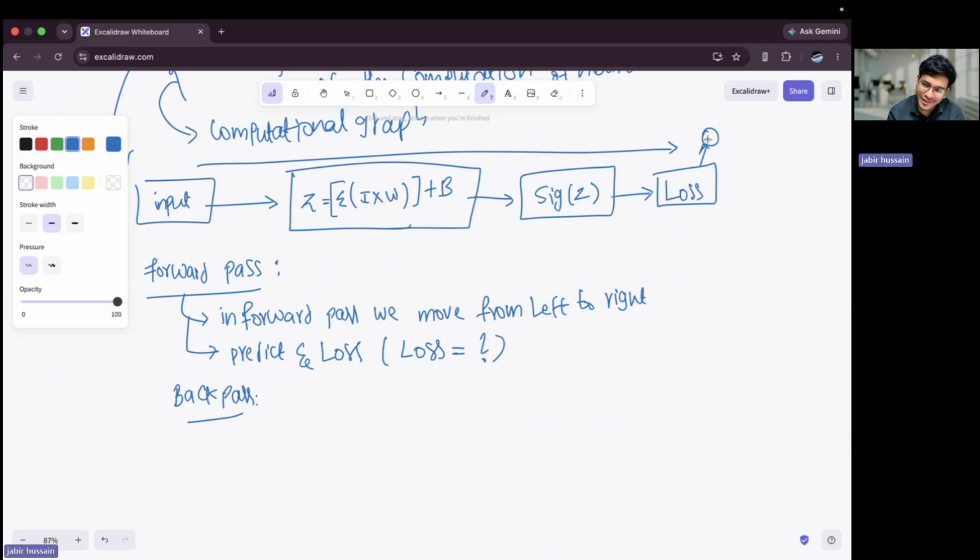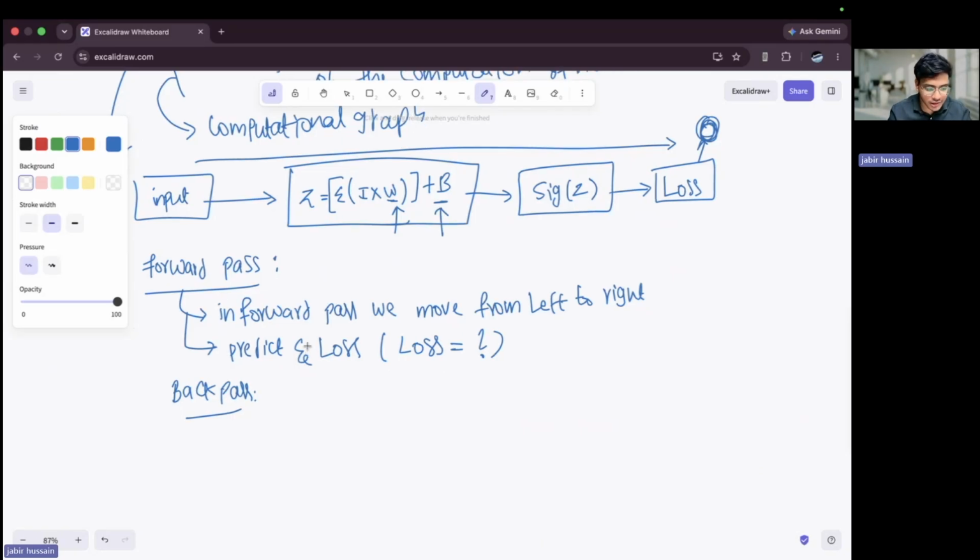And how can I go back? That is the main question, right? How can I go back and change the weights? Because whatever loss is getting generated is because of this and this. I need to change the weights and biases. That is my task. So I need to go back.